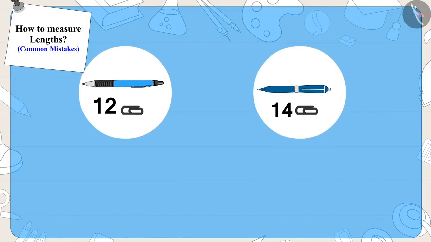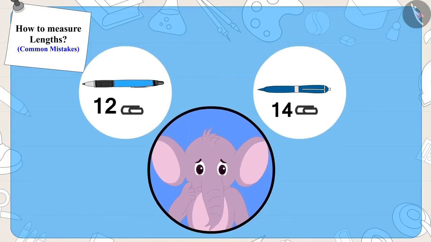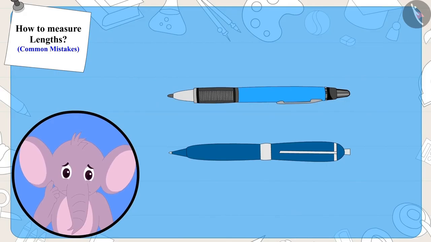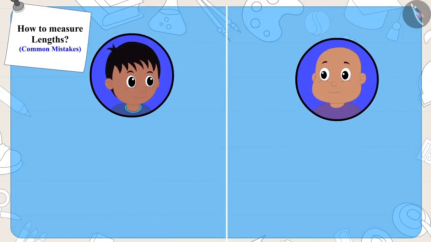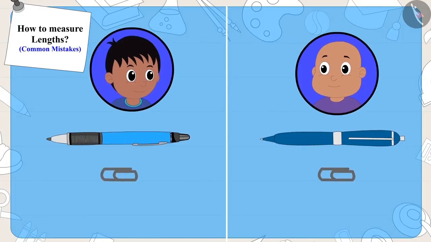Appu again felt something was wrong here. He placed both their pens alongside each other and saw that both pens were of the same length. Can you say this time out of the two who made the mistake and what was the mistake?